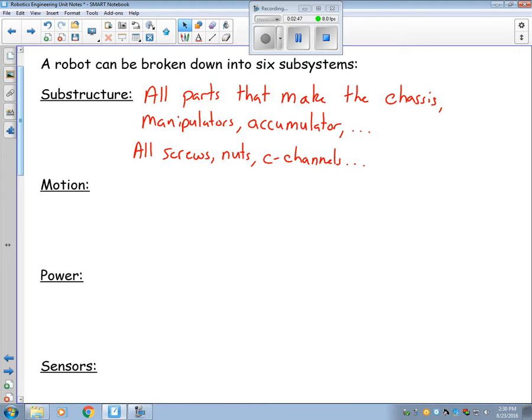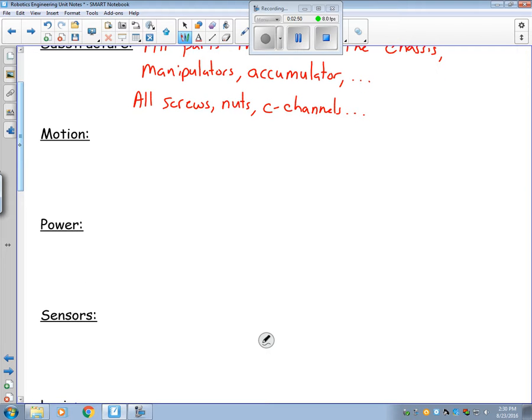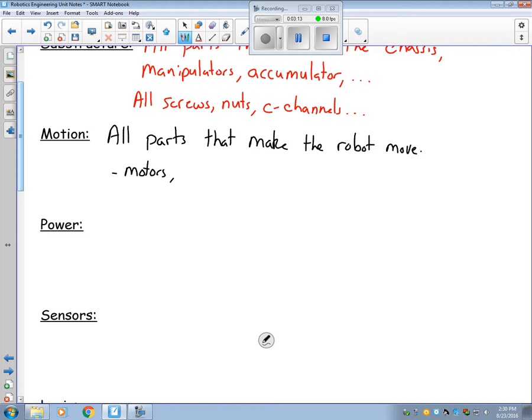The next category is motion. This will be all parts that make the robot move. So this includes our motors, gears, if there's any kind of bearings, and all that.